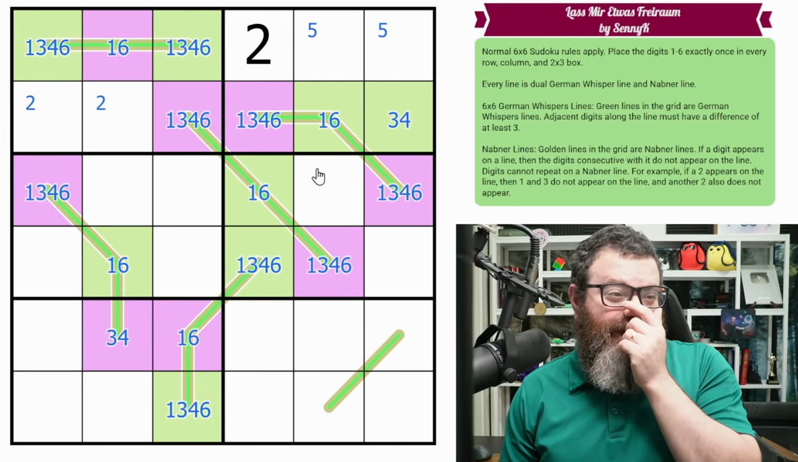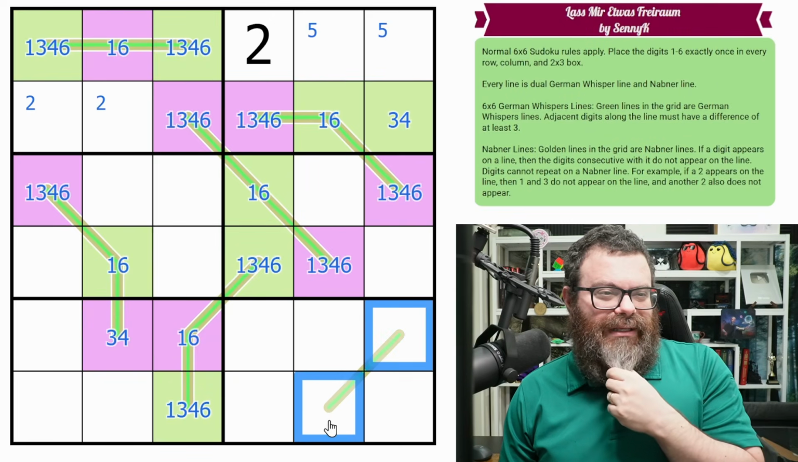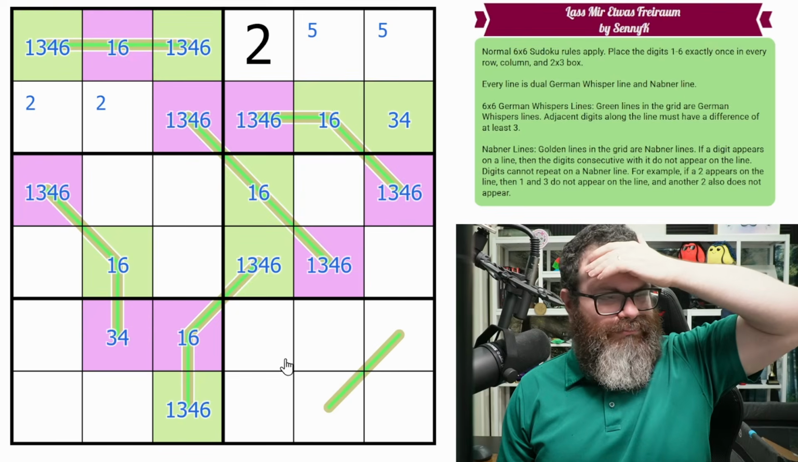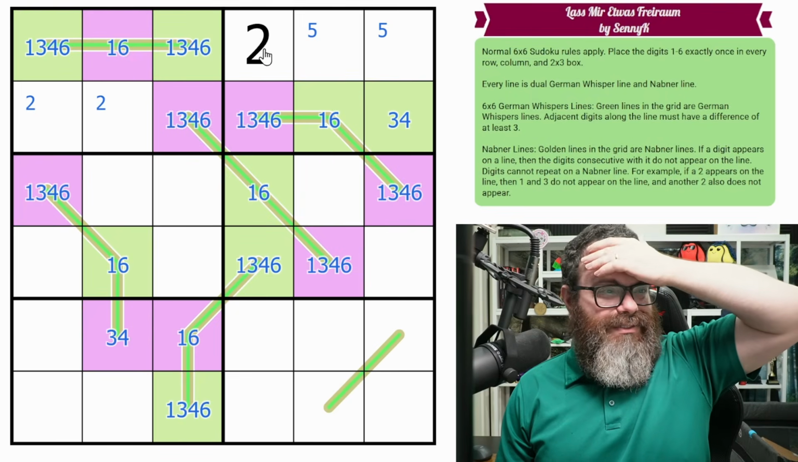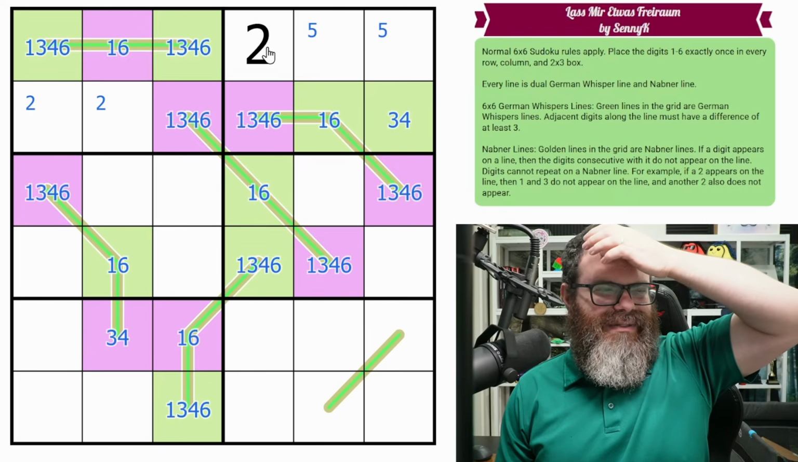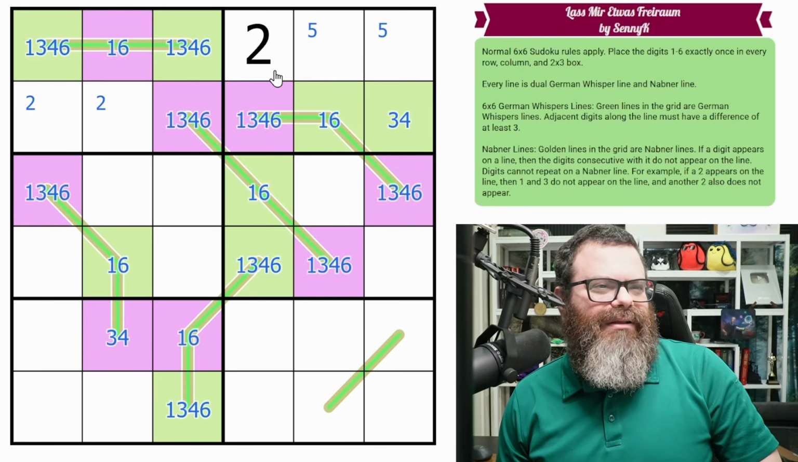All right, well, I've got all the 3 cell lines colored. I'm not sure what to do with this one. This is interesting. This 2 has to be doing something. The 2 tells us low or high, but I'm trying to figure out how. We haven't gotten a color on it yet.